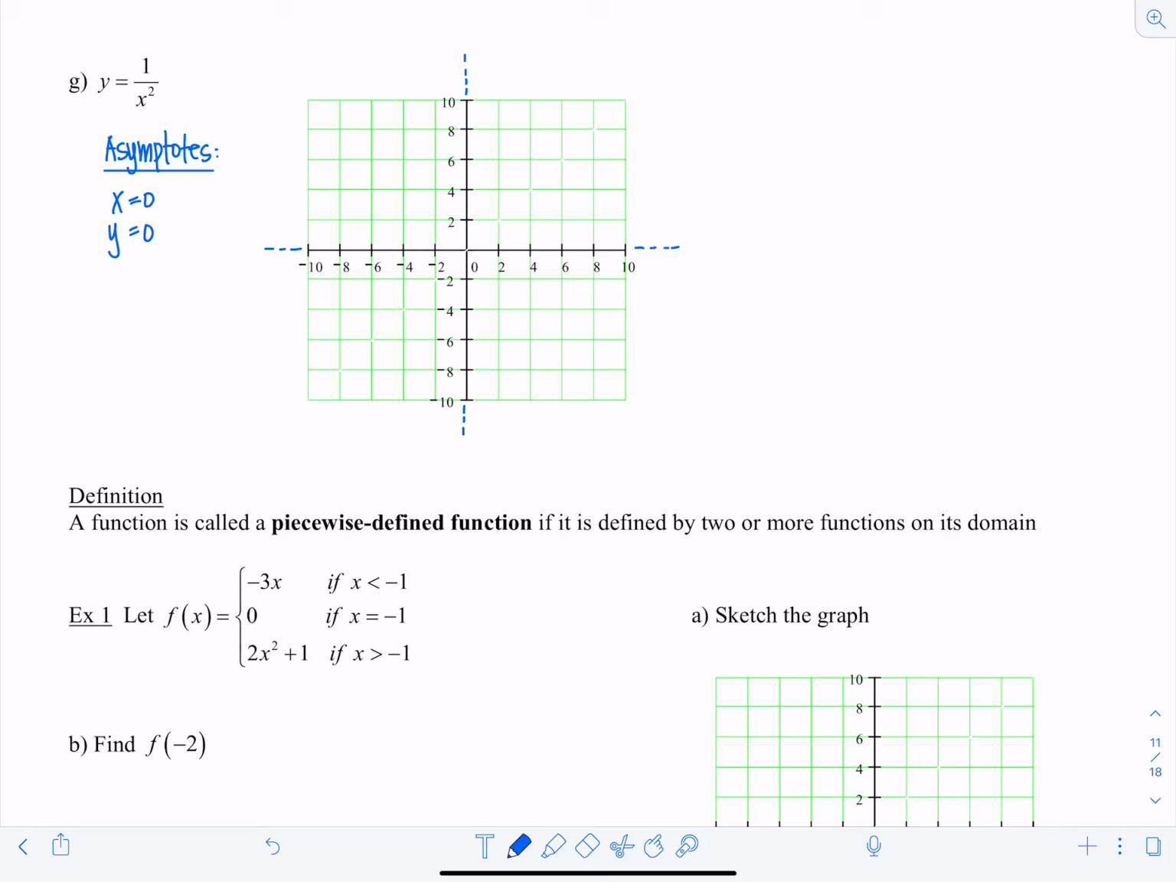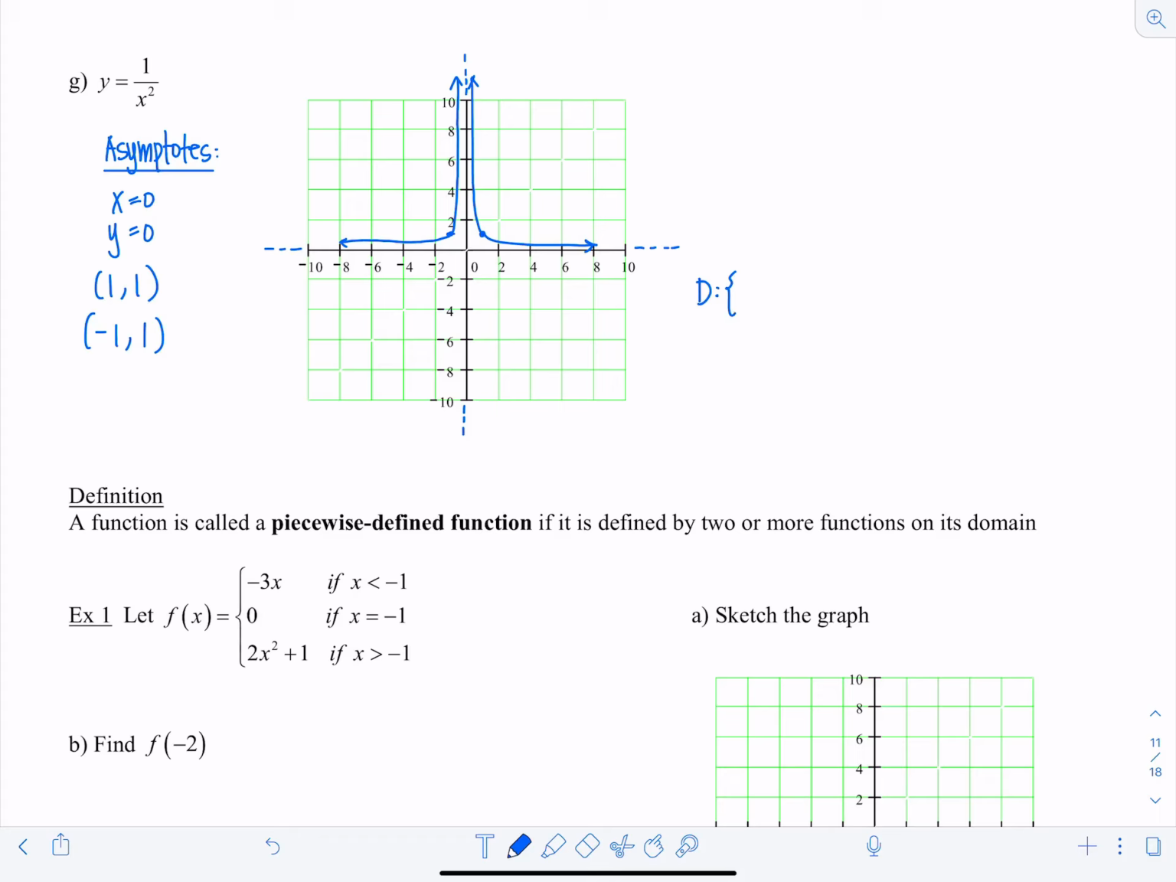Okay, and then the key points: if I plug in 1 for x, I get 1 for y. And this time, if I plug in negative 1 for x, since it's squared, I get positive 1 for y. So what does that mean? That means both halves of the graph lie above the x-axis. It's like this. Okay, good.